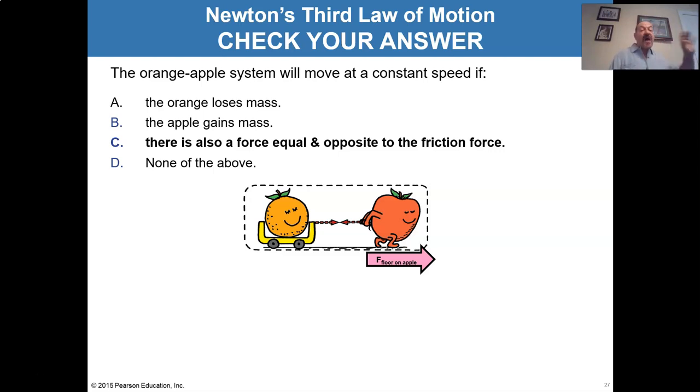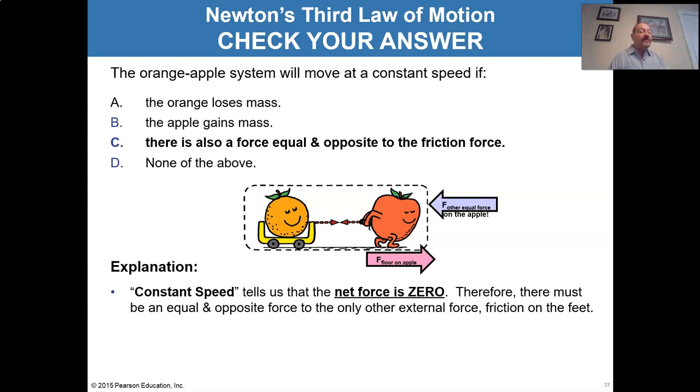We're talking about some other force that happens to be equal to the force of the floor pushing the apple-orange system forward. This is not the Newton's third law pair. This is just some other force. Otherwise, you wouldn't be able to get this apple-orange cart moving at a constant speed. Remember, constant speed means the forces on the apple-orange are counteracted by other forces on the apple-orange. We don't care what the apple-orange does to other things. That's a force pair. We're not talking about a force pair.